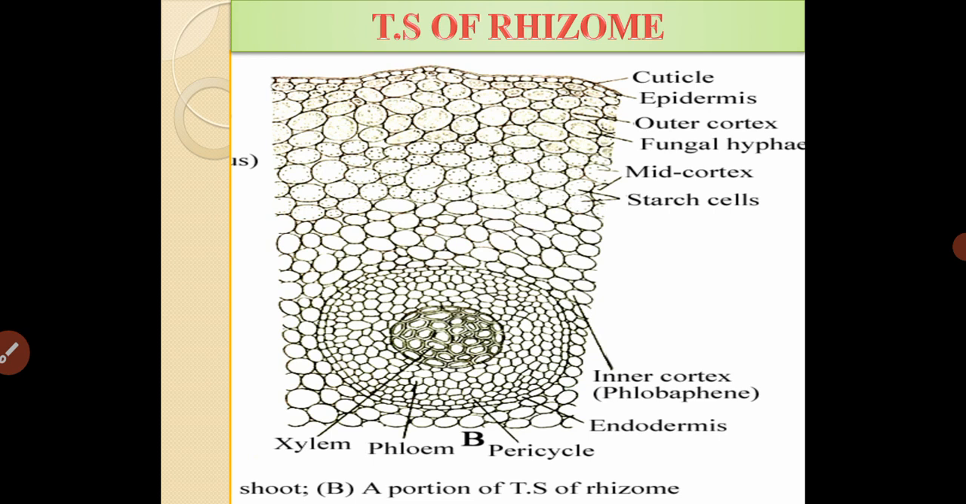Pericycle is the uniseriate layer of parenchyma cells, and it is the outermost layer of the stele. At the center, the vascular tissues are present. That is, xylem is surrounded externally by phloem. The pith is absent. Such condition is called the haplostelic condition. This is about the anatomical characteristics of rhizome.